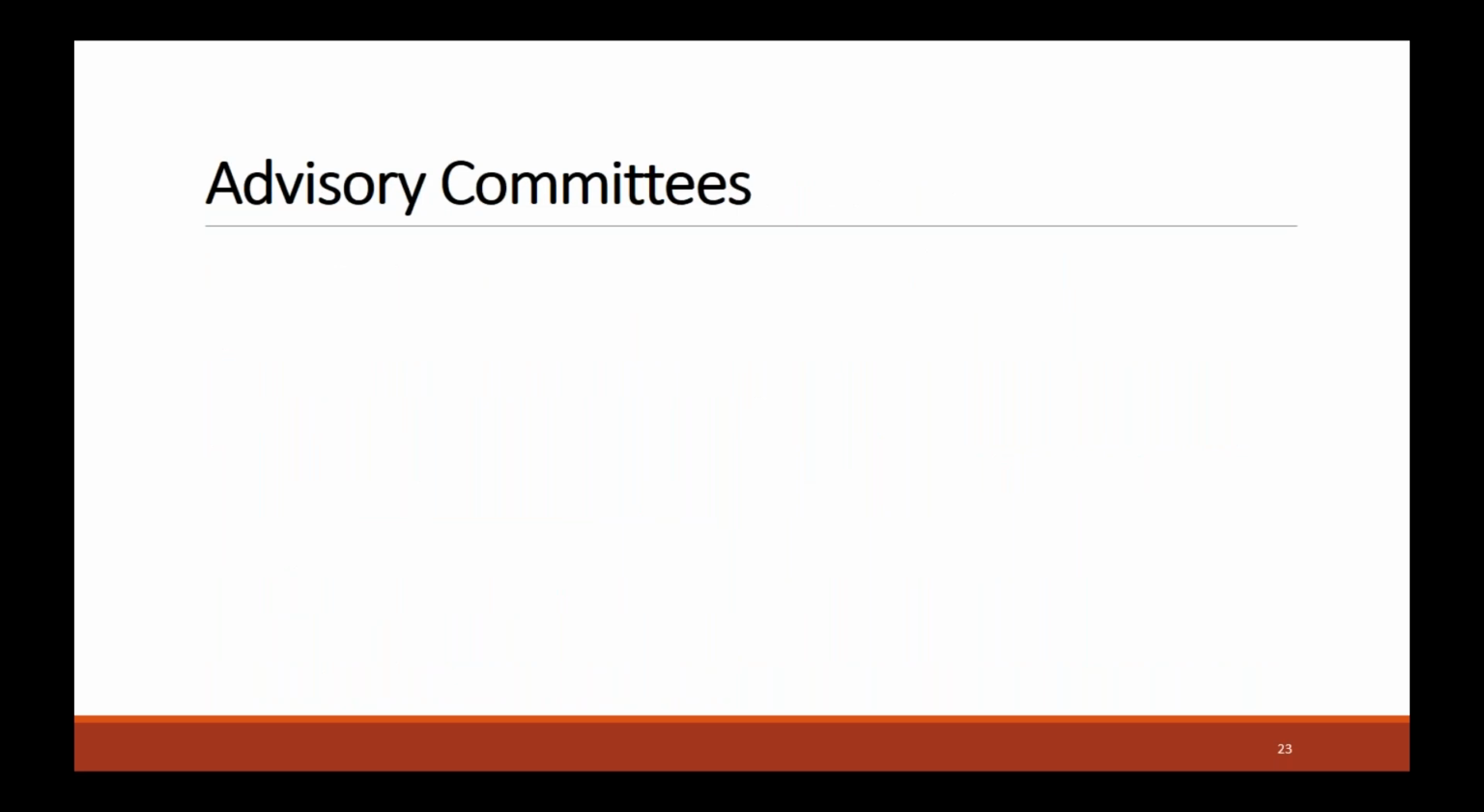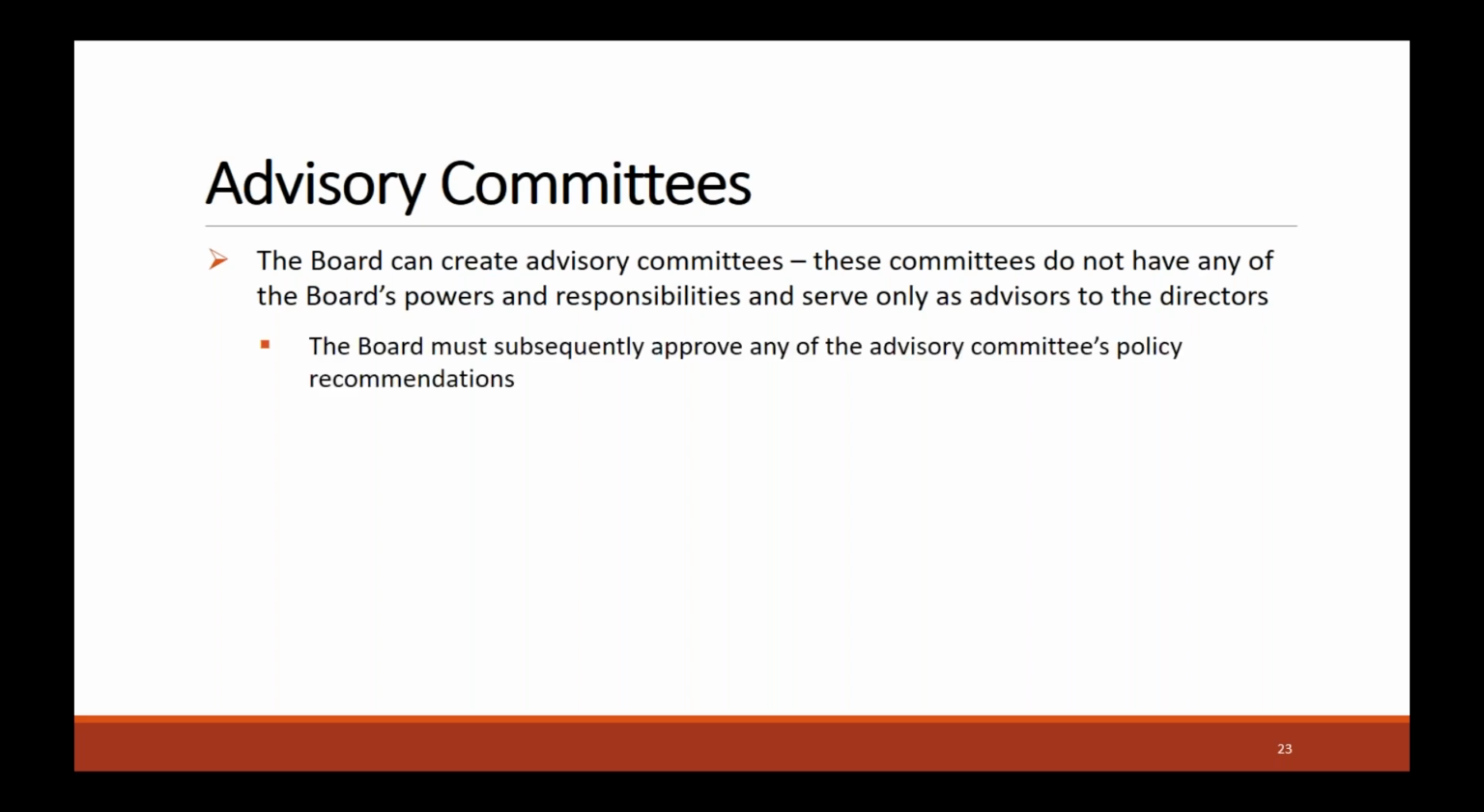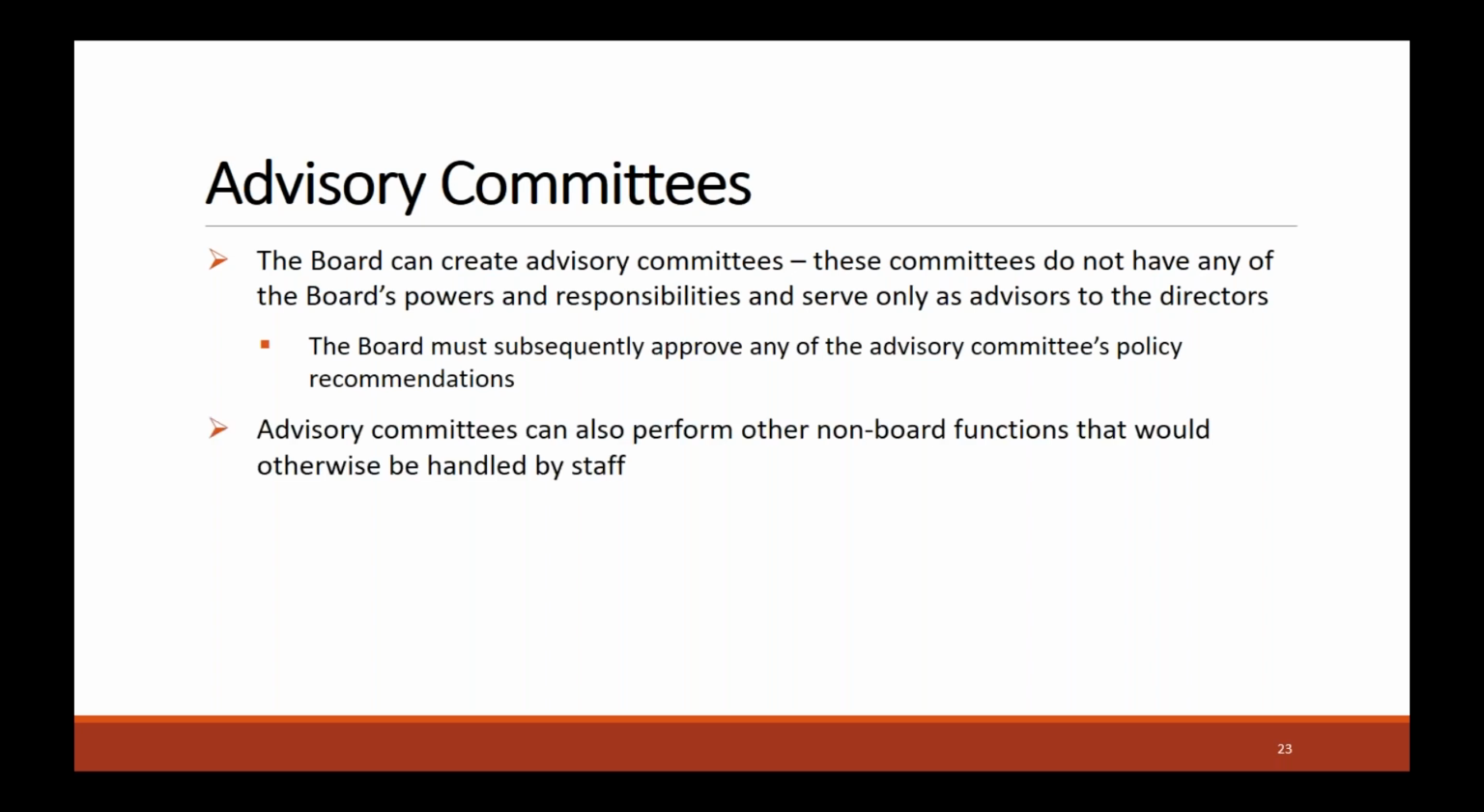Let's switch over and let's talk about advisory committees. The board can also create advisory committees. These are committees that do not have any of the board's powers and responsibilities and only serve as advisors to the directors. The board must subsequently approve any of the advisory committee's policy recommendations. Advisory committees can also perform other non-board functions that could otherwise be handled by staff.